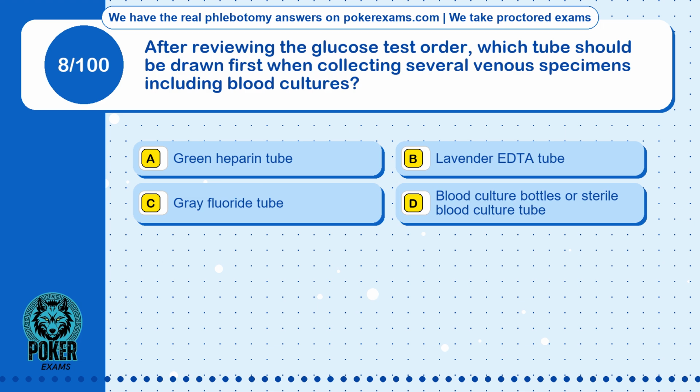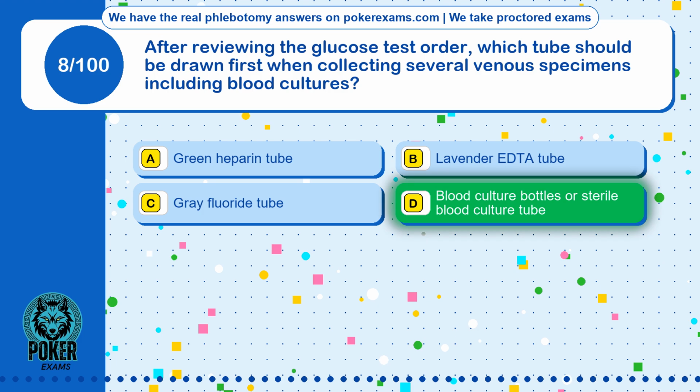Question 8. After reviewing the glucose test order, which tube should be drawn first when collecting several venous specimens including blood cultures? Option A, green heparin tube. Option B, lavender EDTA tube. Option C, gray fluoride tube. Option D, blood culture bottles or sterile blood culture tube.